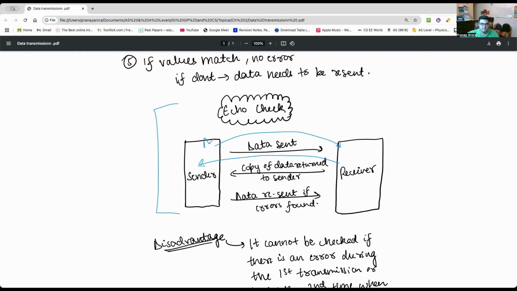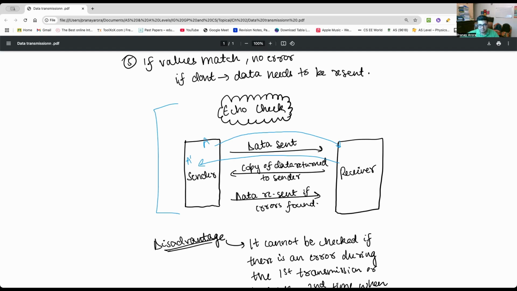So there was initially this file A and the receiver will resend this file A dash to the sender. Now the sender will compare A and A dash and check if the files match. If the files match, then there is no error that has occurred during transmission. If they don't match, then there's an error.